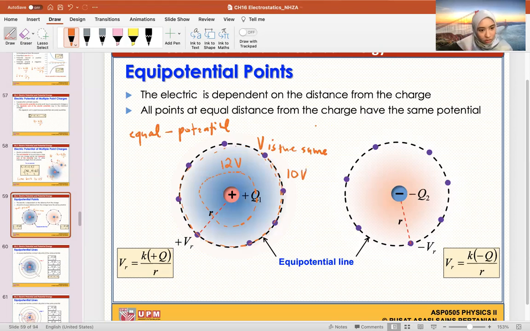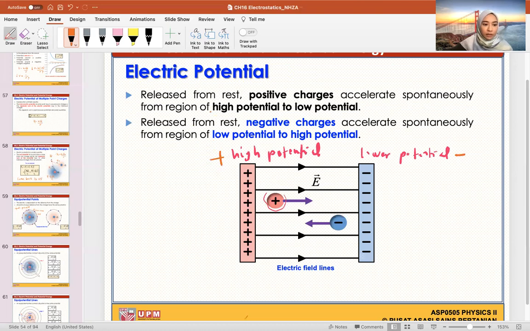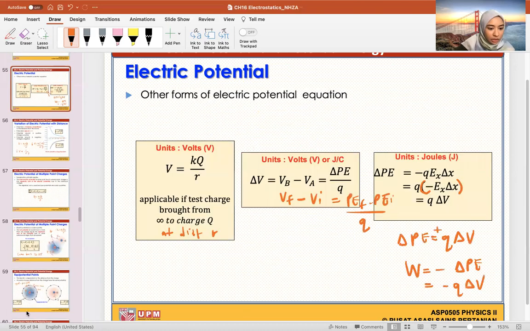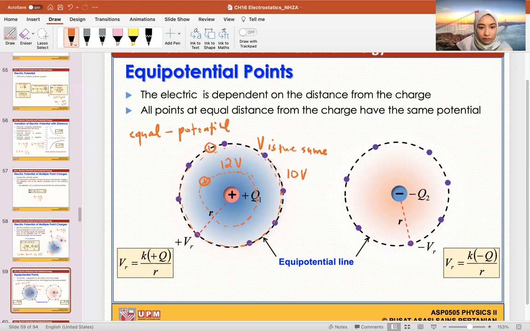So going closer towards a positive source charge, I am going towards a higher potential, which means my potential will increase. So along this dotted line, everywhere I go, let's say I place my positive test charge over here, I am placing it at a potential of 12 volt. If I place my test charge here, I am placing it at 10 volt.